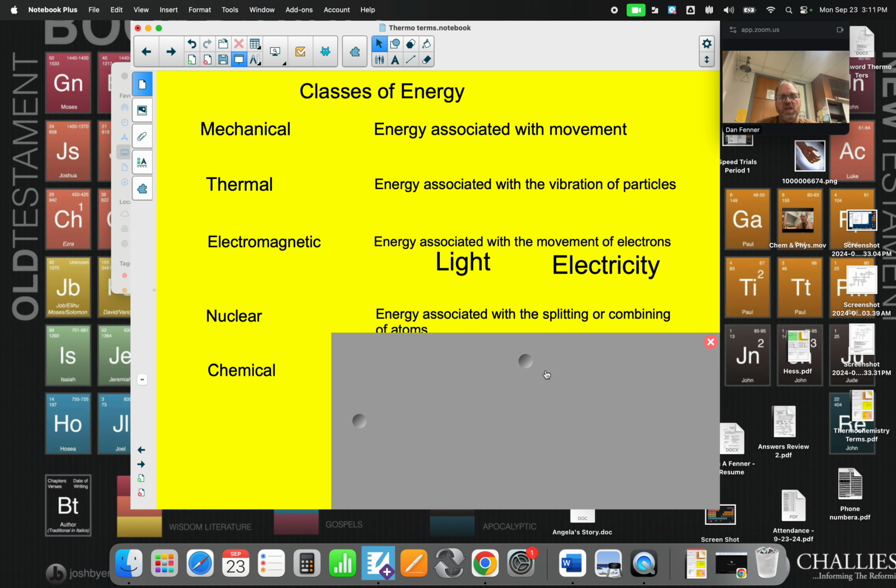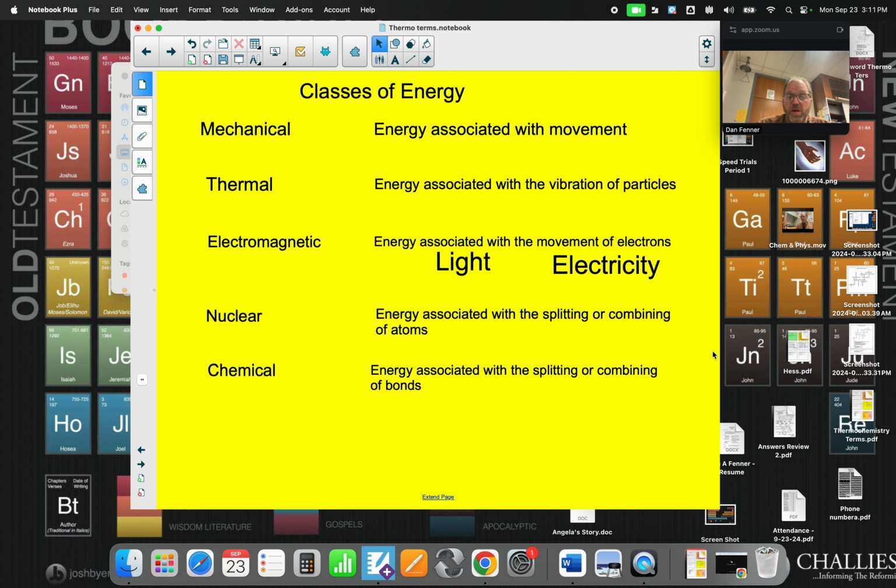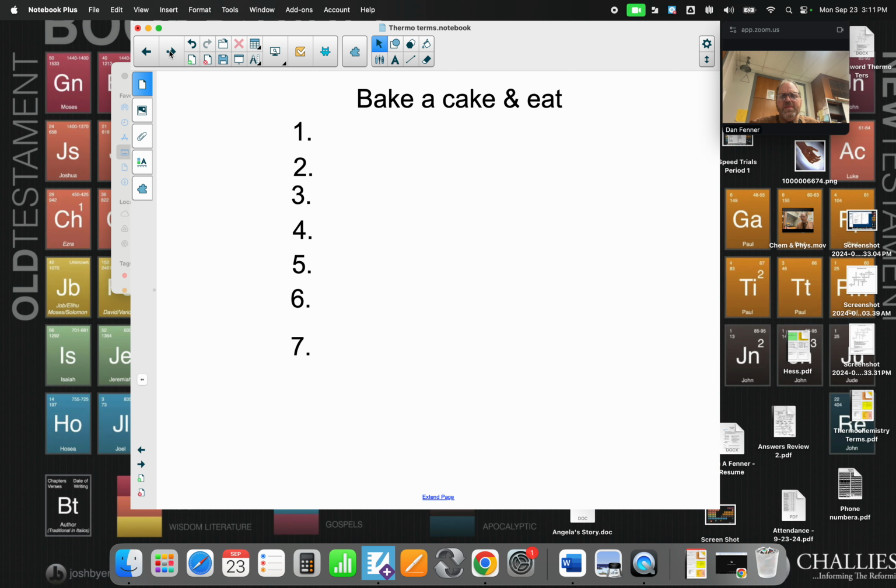Nuclear is defined as energy associated with the splitting or combining of atoms. That's fission, fusion, those kinds of processes, which will come later this year. And lastly, chemical, energy associated with the splitting or combining of bonds, things that make changes in the substance so they're not the same. So 5 types of energy up there. Going too fast? Pause it, write them down. There we go.